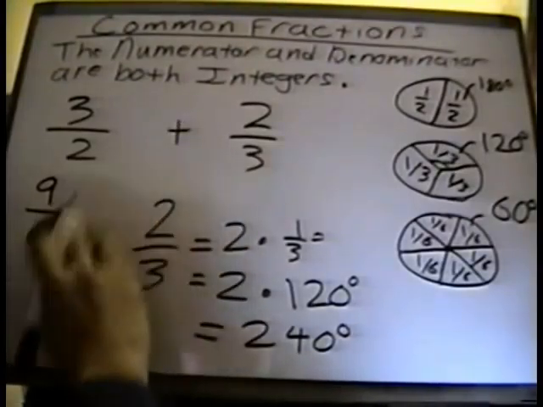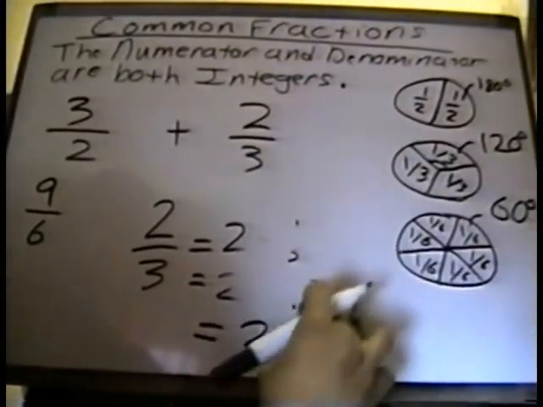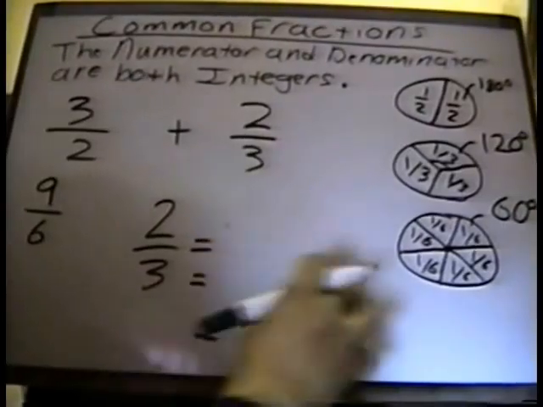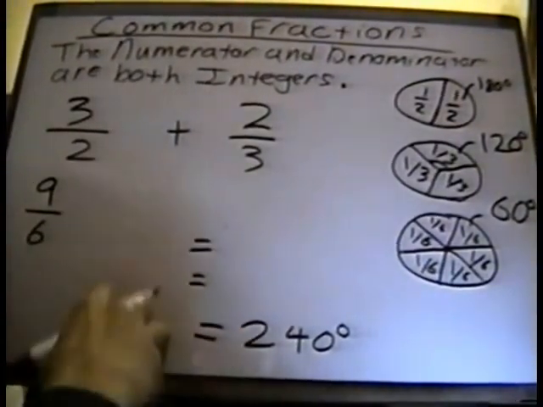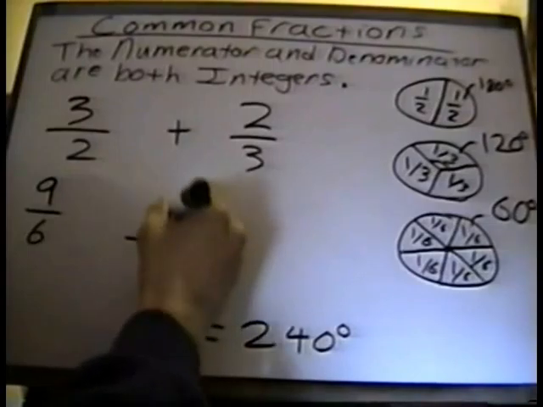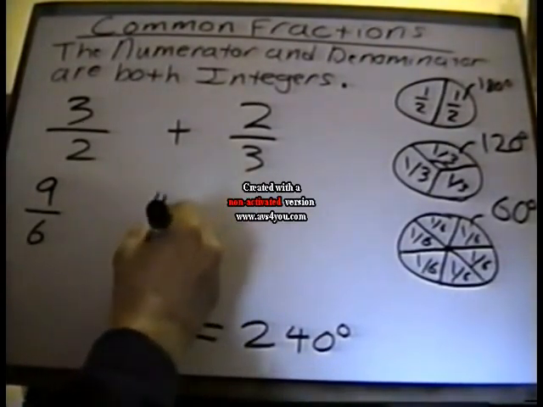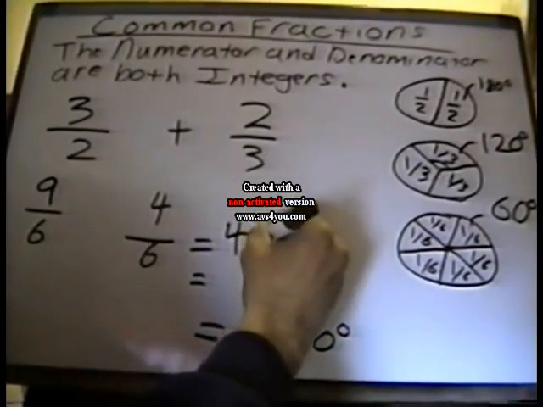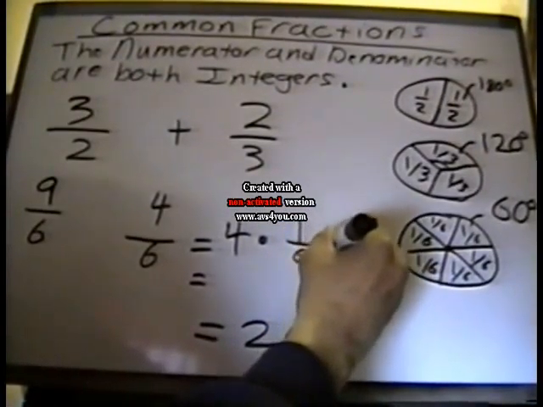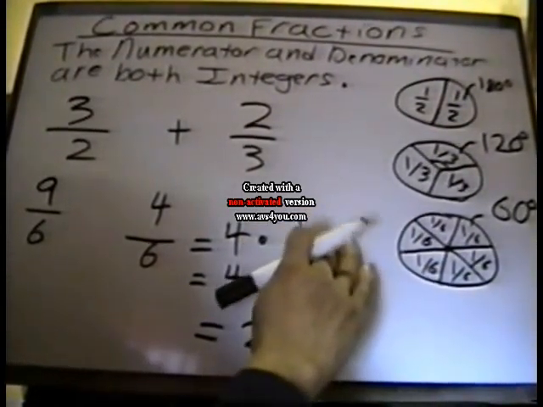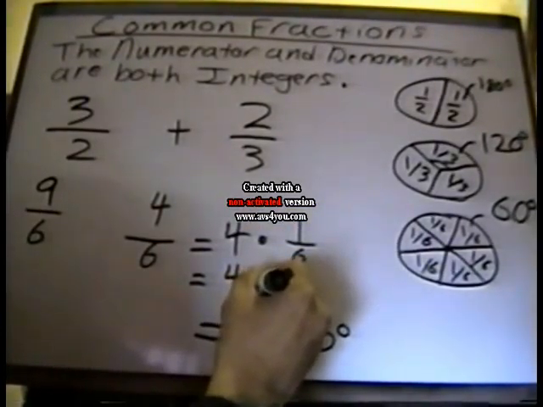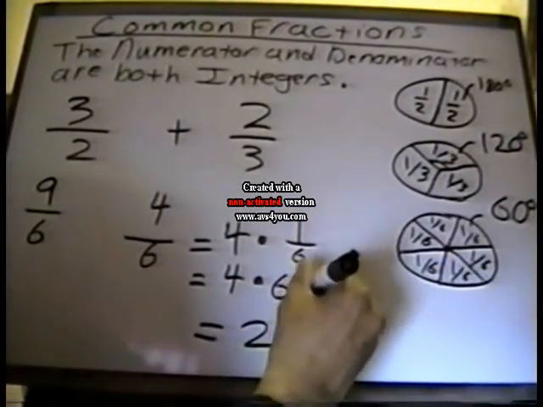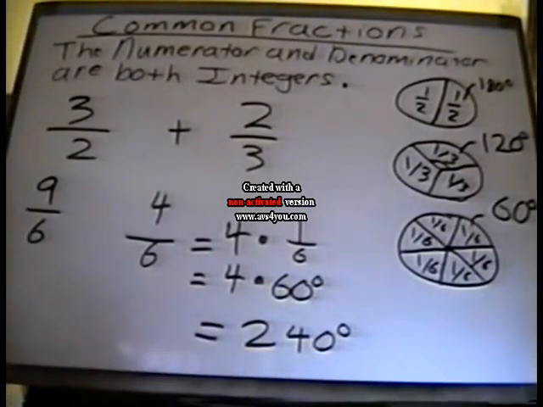Now, we're going to see what 4/6 is. 4 times 1/6 gives us 4 times 60 degrees. 4 times 60 is 24. Carry the 0, that gives you 240 degrees.